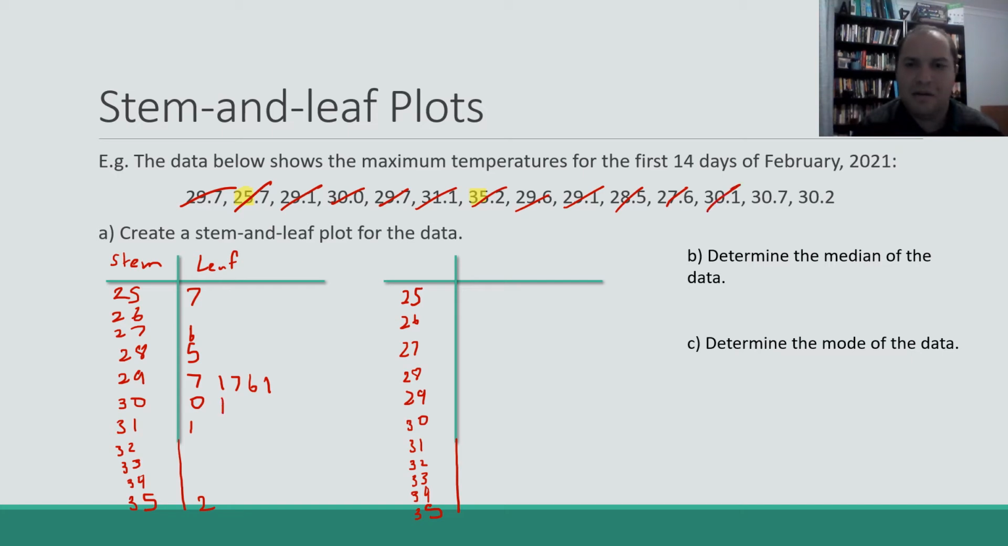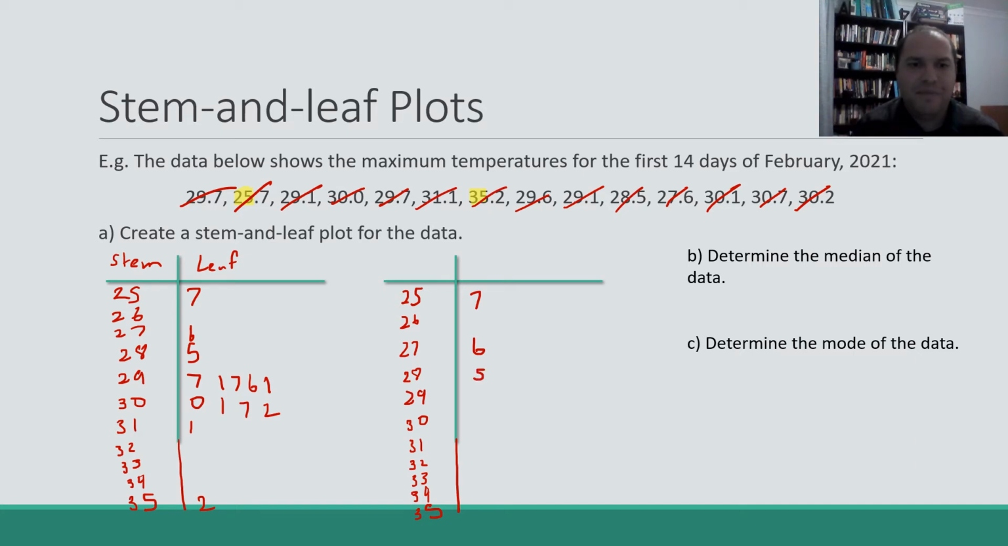31 there. 37 there. And 32, 30.2 there. Now what I want to do now is just order that data from smallest to biggest in each row. So 25, it's just the 7. 27 is just the 6. 28 is just the 5.